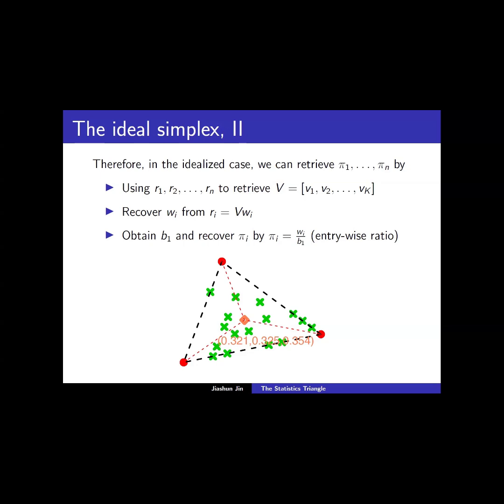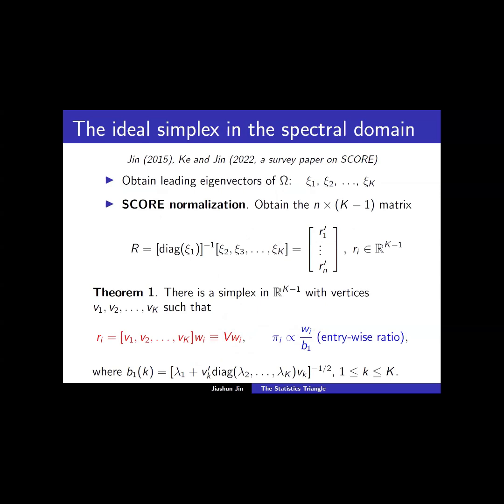Once you find the vertices, for example, all these points are inside the triangle, so from all these points, you can find all these vertices. Once you find these vertices, you know this V matrix. Now, from the relationship here, if this is known, this is from R, you can find this Wi. Once Wi is known, you just divide by B1. B1 is just one vector, so all of them is one vector. Then you find your pi. So this is proportional to pi.